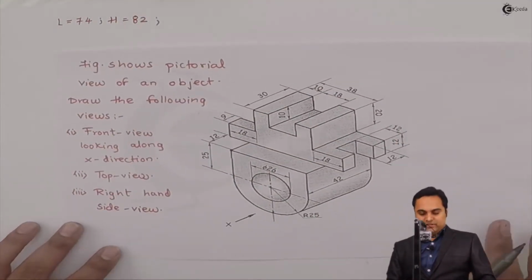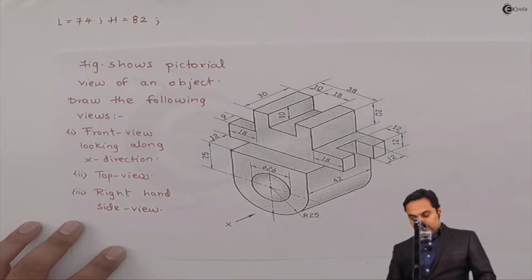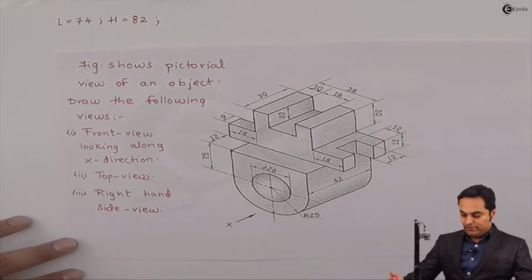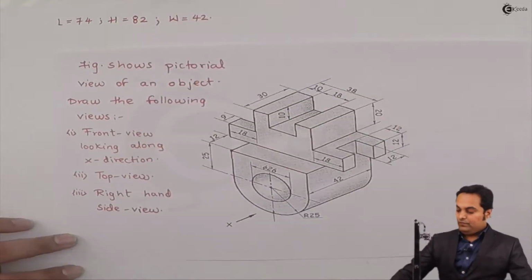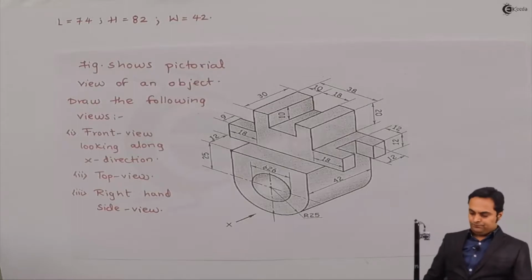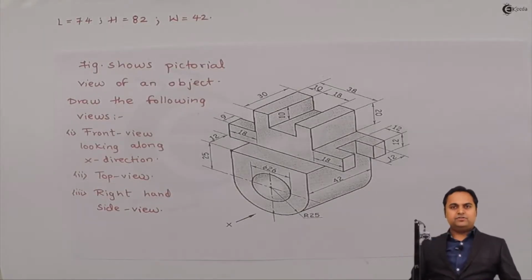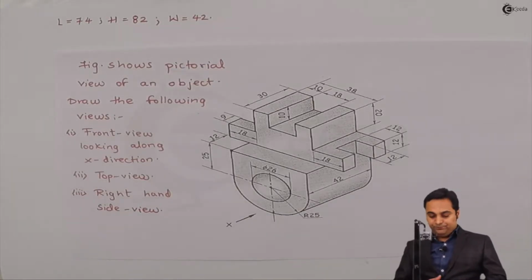And for the total width I have to look from the side. Here if I see, the maximum width is 42 mm, so I'll note it down. Next, I'll explain the spacing, that is where we should draw the first front view, top view and side view.